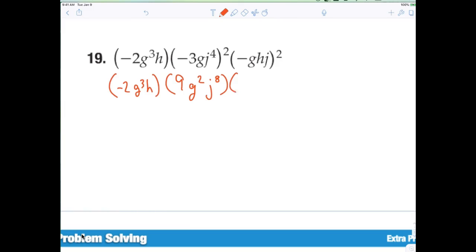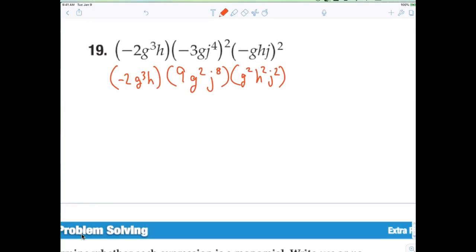All right. All right, I'll let you give it a shot. So it would be g to the power of 2, and then h to the power of 2, and then j to the power of 2. Beautiful. Exactly. All right, Leah, you're up. Tell me what the final answer is.